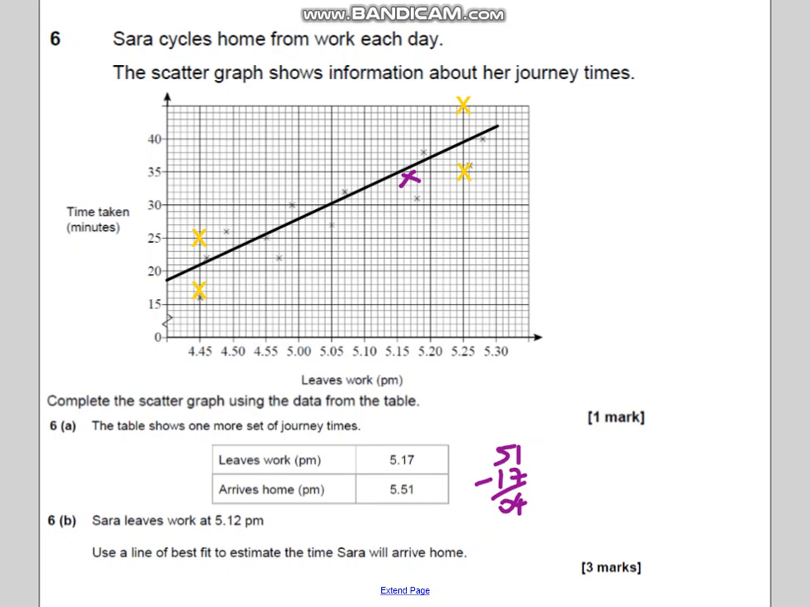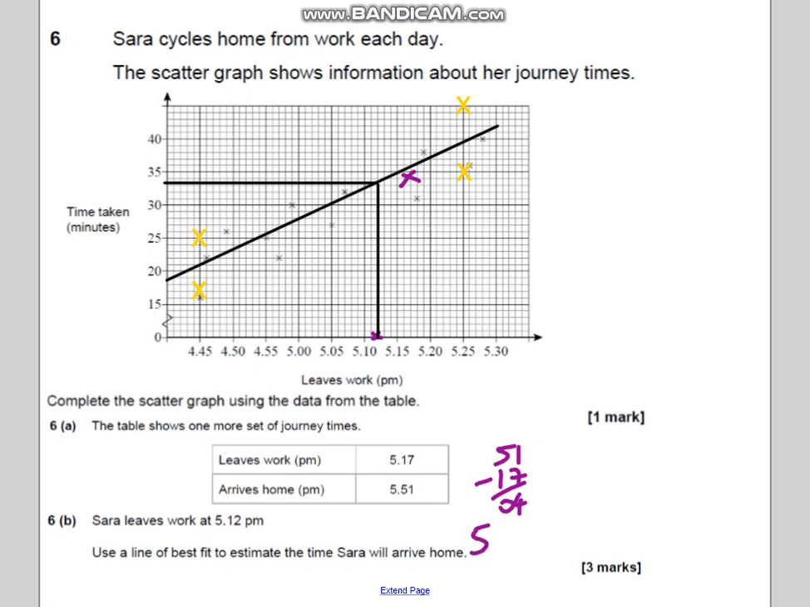Okay, then on this other one she leaves work at 5:12. That's here, and we estimate the time that she will arrive home. So up we go. Oh God, don't do that. Do not do that. Use a ruler. And up we go. One time I'll get it right. Going up and going across there, I'm reckoning that's taken her about 33 or 34 minutes.